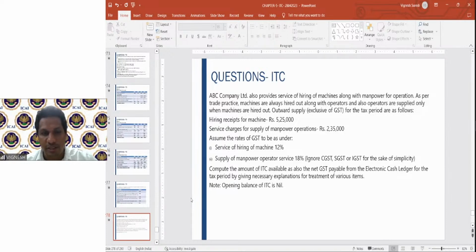Assume the rate of GST. Also compute the ITC which is available. Compute ITC available, which is there in this particular series, and also net GST payable. Both is asked. Okay. So what is the ITC which is available? One by one, you have to see the points here. For that big problem, easily it will come around 8 to 10 marks.